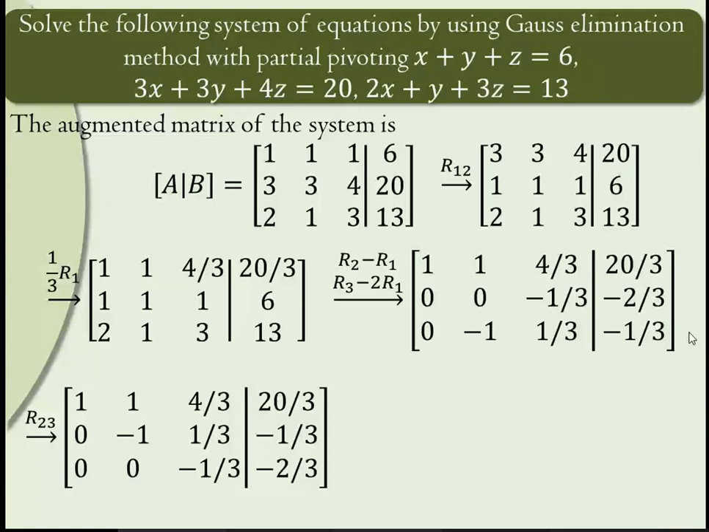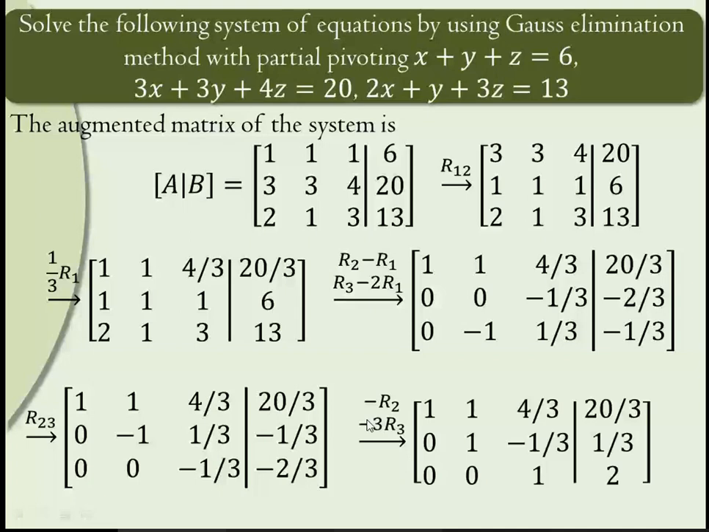Now, bring this second row, second column element to 1. 0 is already there. If you want, you can make it 1, or you can keep this minus 1 by 3 as it is. You can do anything. If you want 1, no problem. That gives us the answer in fewer steps. So you can multiply the second row by a minus sign, and if you want to make it 1, multiply the third row by minus 3. This minus 3 R3 is an optional operation. If you want, you do it. Otherwise, you can keep the terms as they are, no problem.